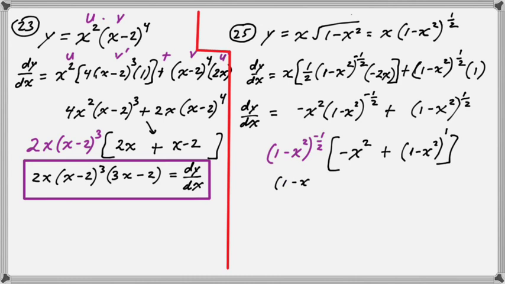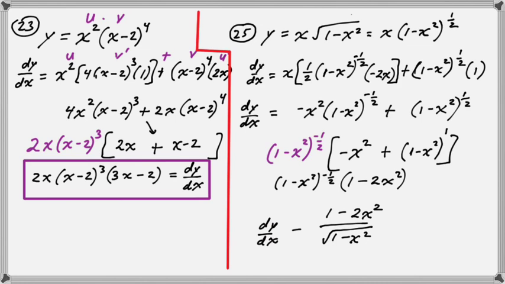So anyway, what does this become? This is (1 minus x squared) to the -1/2. This would be 1 minus 2x squared. So your answer is going to be this over the square root of this. And that's what I should have for dy/dx.